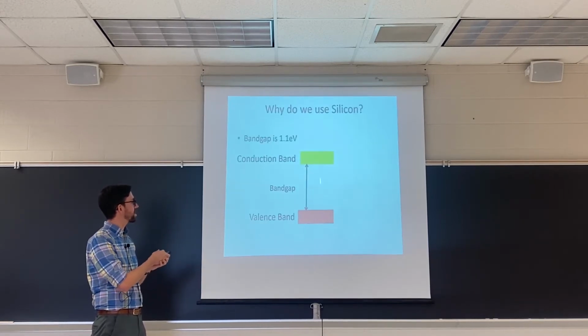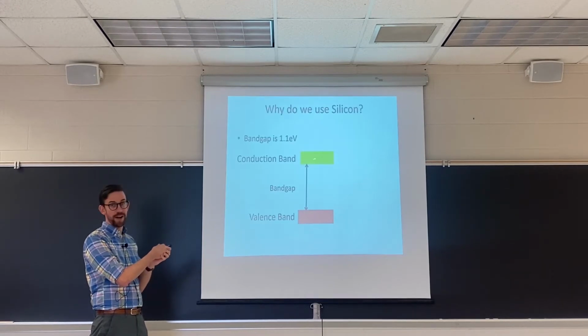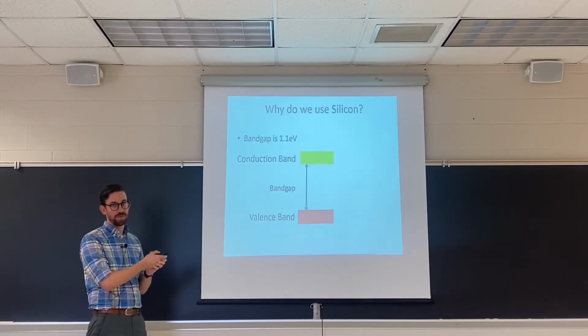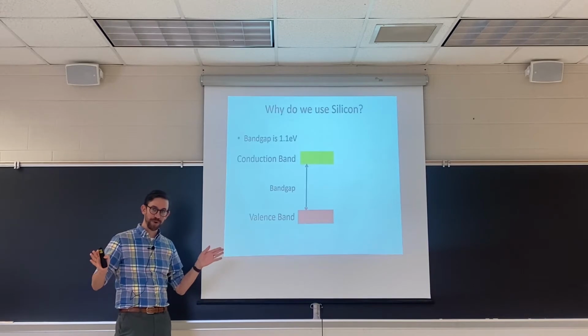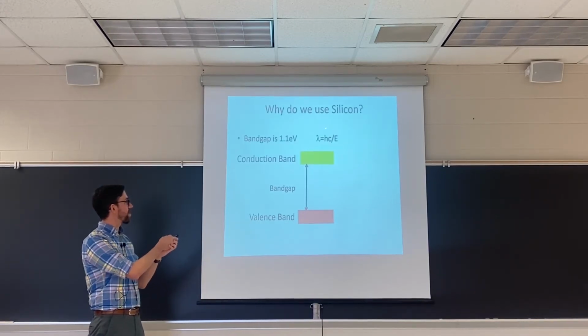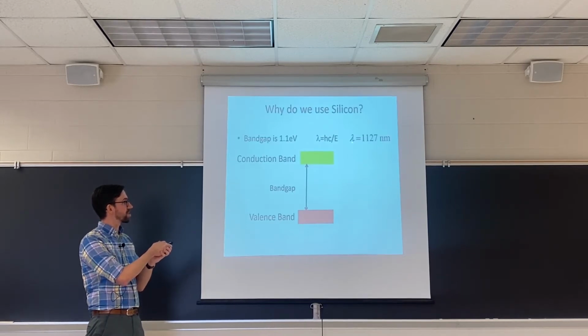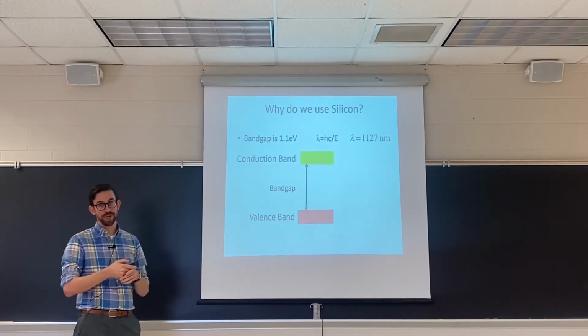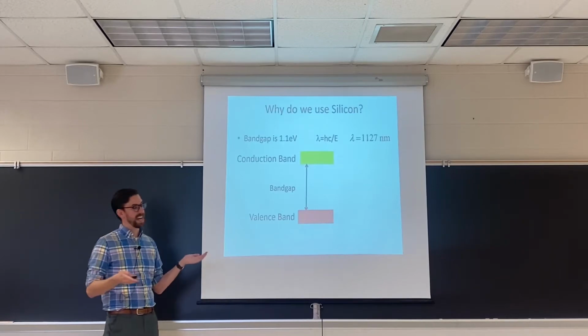The energy spacing between the valence band and the conduction band is 1.1 electron volts. If you aren't familiar with your units of energy, that's okay. There's this equation right here that relates the wavelength of light and the energy. And if you put this value in as your energy and do your algebra, you realize that this corresponds to a wavelength of 1,127 nanometers. So what does that mean?